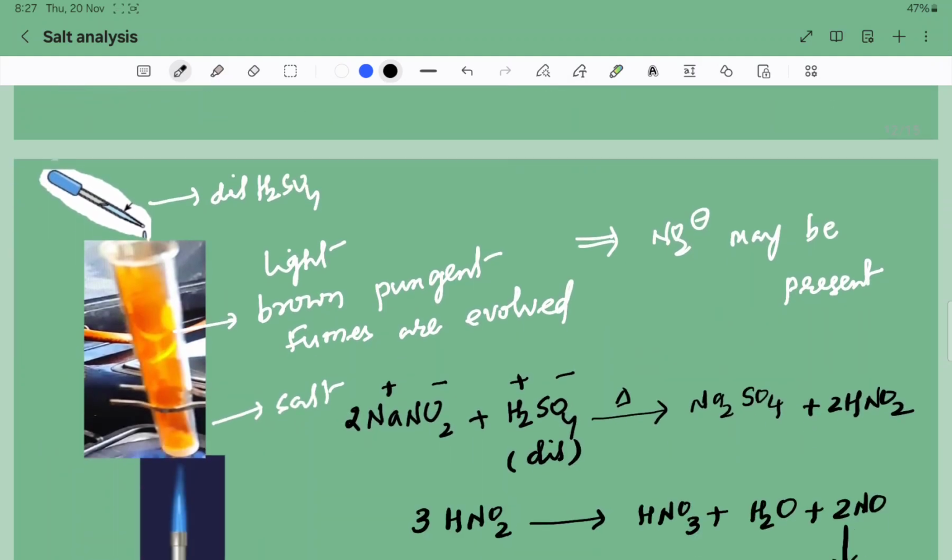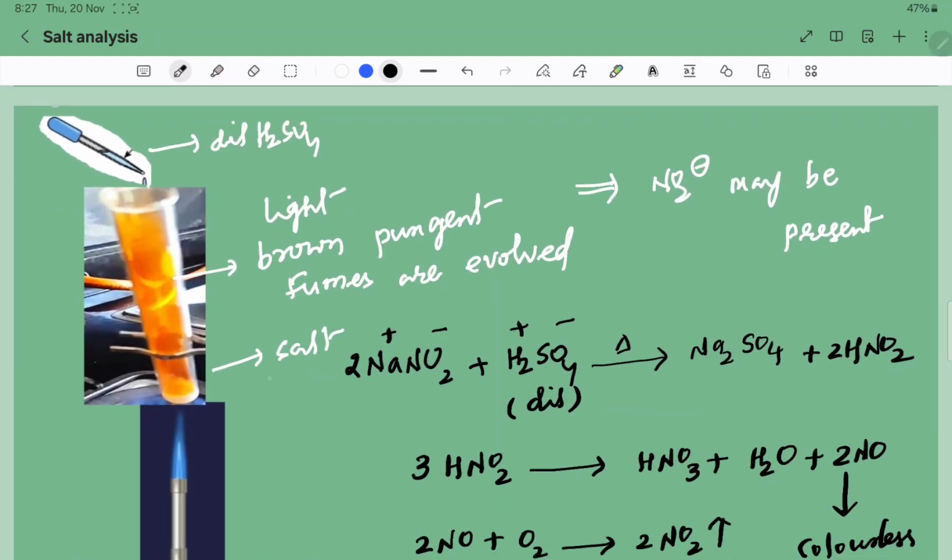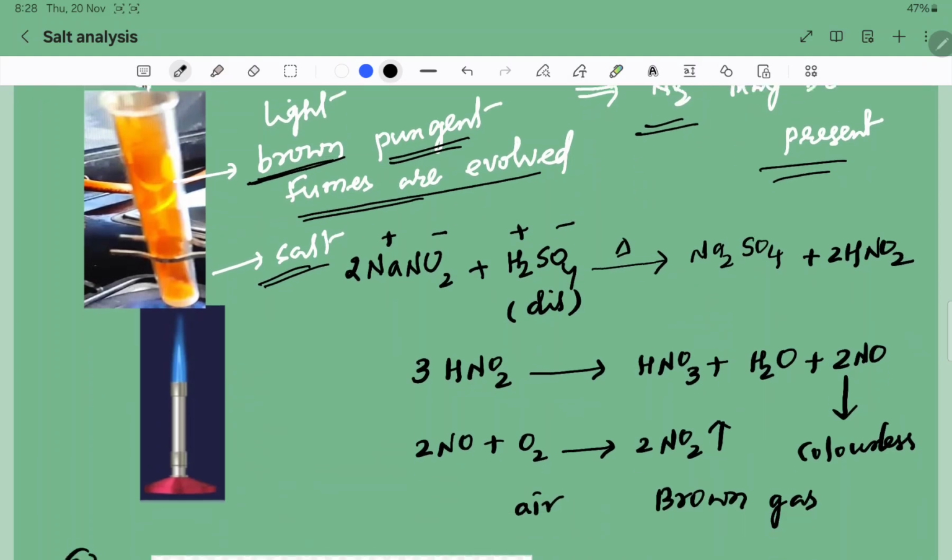Okay, so what is the process here, student? Take the salt in a clean test tube, add dilute H2SO4 dropwise, followed by heating, right? After a few minutes, student, light brown pungent fumes are evolved, right? Light brown, very important, student. Light brown pungent fumes are evolved. That indicates NO2 minus, nitrite ion, may be present, right?